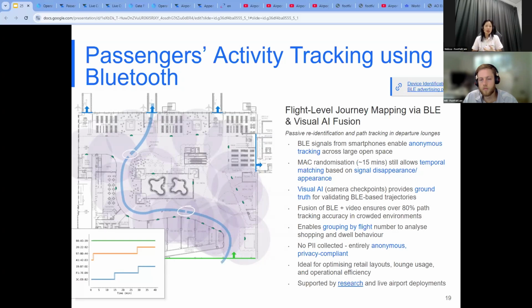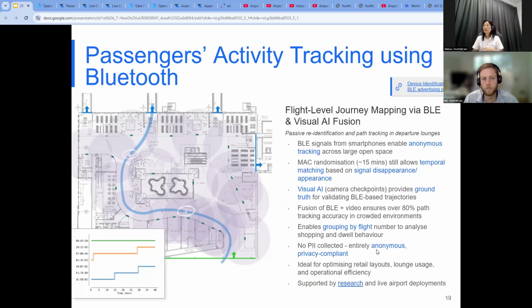And all of this is backed by real-world deployments and peer review validation, both in major airports and large-scale shopping malls. We have already done a lot of this. And also importantly, no personally identifiable information is collected, making sure this is entirely anonymized and privacy compliant.